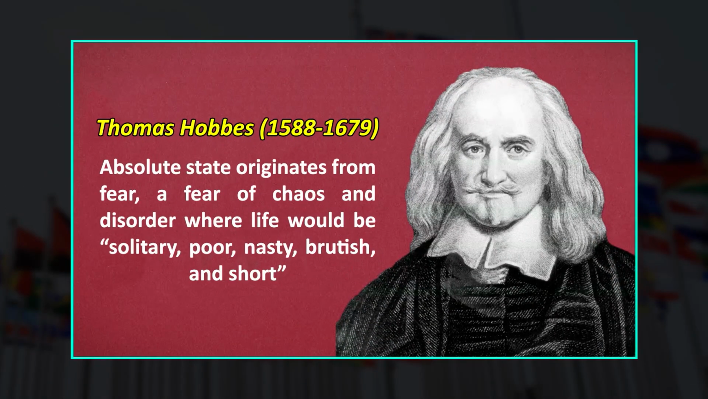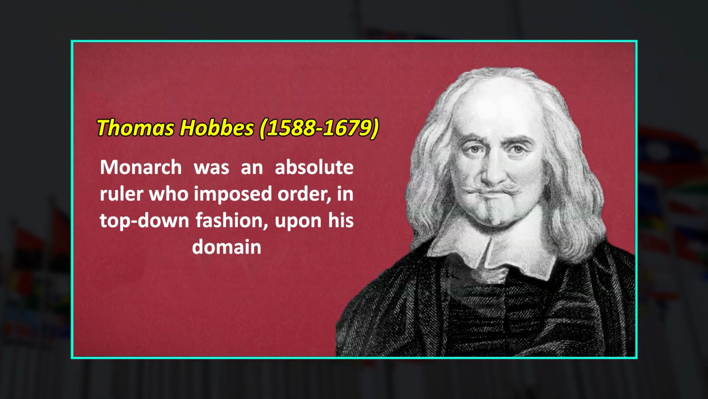Hobbes' absolute state originates from fear, a fear of chaos and disorder where life would be solitary, poor, nasty, brutish and short. Therefore, the individual's only recourse is to surrender his natural rights to an absolute monarch that will protect him from chaos, and individuals must obey him absolutely. Hobbes' prescribed monarch was an absolute ruler who imposed order in top-down fashion under his domain.